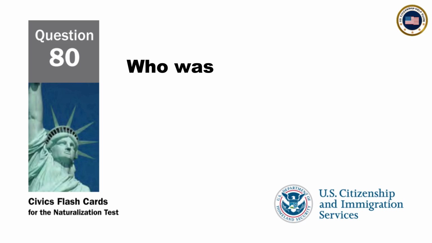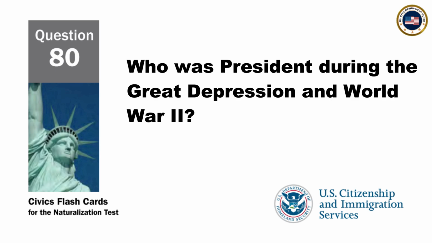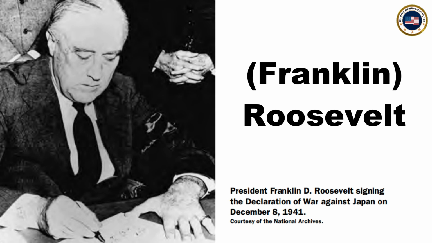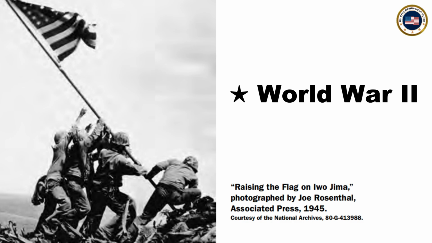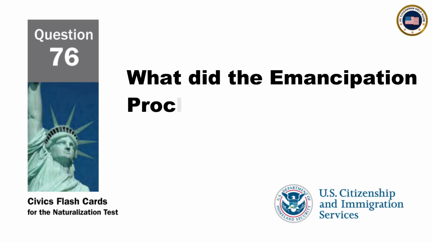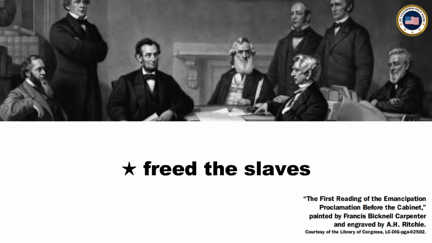Who was president during the Great Depression and World War II? Franklin Roosevelt. Name one war fought by the United States in the 1900s. World War II. What did the Emancipation Proclamation do? Freed the slaves.